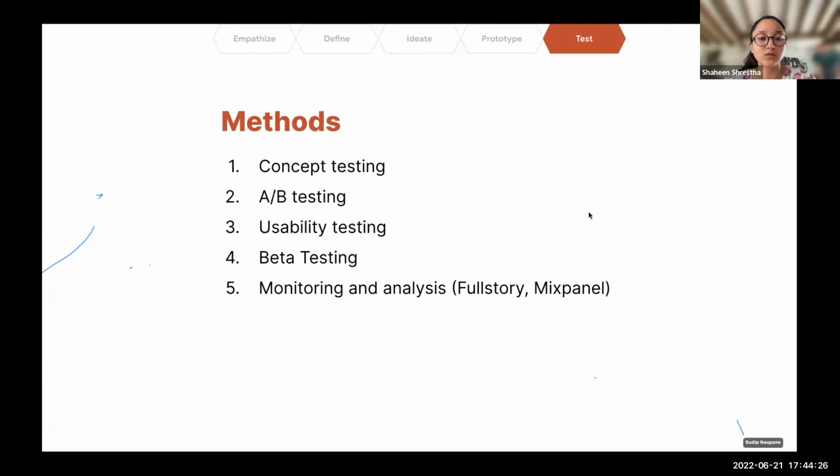Now how do we test? Now there are a few methods that we use to test: concept testing, A/B testing, usability testing, and beta testing. So these four, the first four, are usually done with a close group of people who could be or are our target audience. And monitoring and analysis is mainly, आजकल we get software like FullStory and Mixpanel. This our website we can monitor through these.